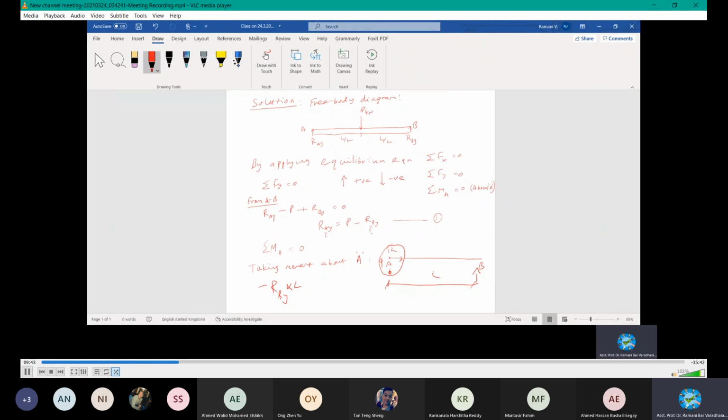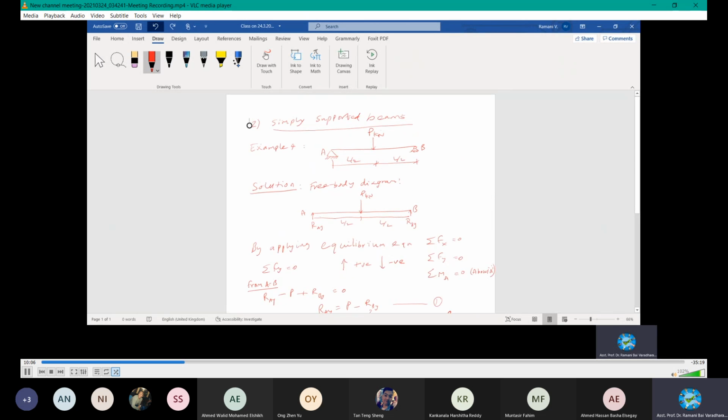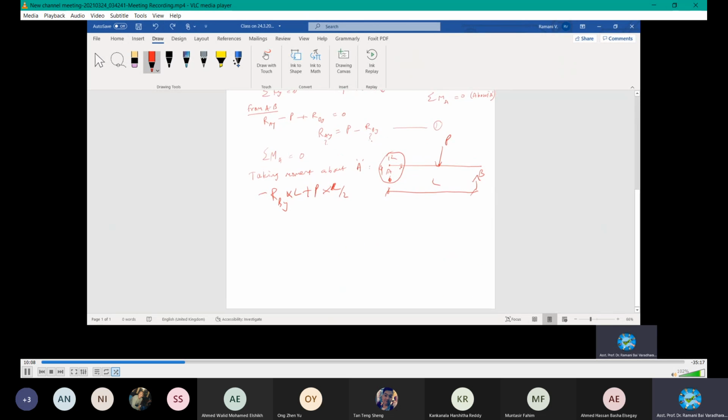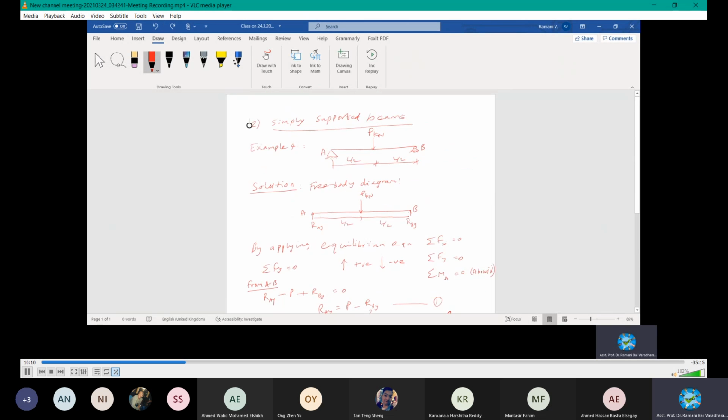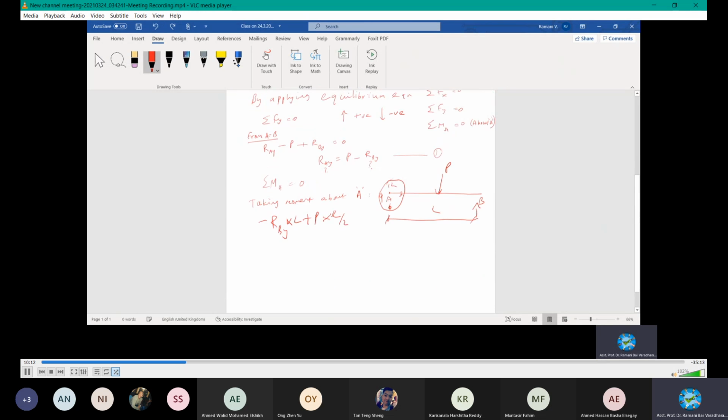And then what about the next one? The next loading is at this point, the load P. P into, is P positive or negative? Positive. P into the distance L by 2. Then anything else acting? After this there is nothing. At A you cannot account for it because at A the distance is 0. You have to account for this only.